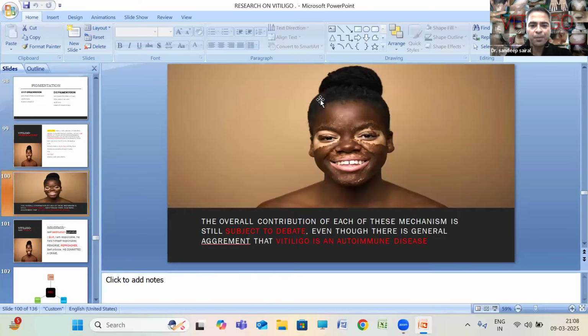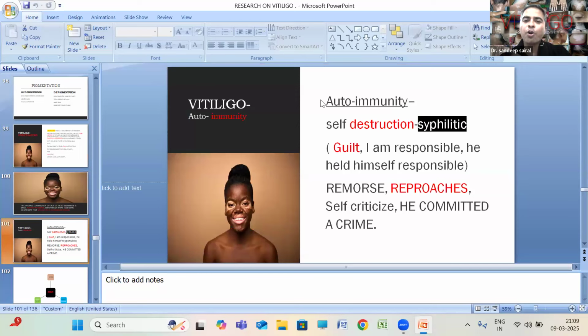Okay. Now, see, whatever mechanisms and causes I have told you are subject to debate, but there is a general agreement that vitiligo should be considered an autoimmune disorder. Even scientists agree on this. See, what is an autoimmune disorder? Autoimmune disorder means your immune system destroys yourself. It is self-destruction, like your own immune system attacking your own healthy cells.